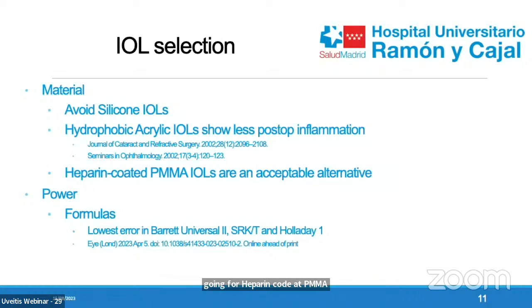And what power to use? Well, formulas here are similar to those used in pediatric cataracts. Studies, especially this very recent meta-analysis, have shown that the lowest error can be obtained using the Barrett Universal II, SRK/T, and Holladay 1. So try using these three formulas. The Kane formula may be acceptable as well for very short eyes, so take that into account. But for most of the eyes, you will go right using these three formulas.